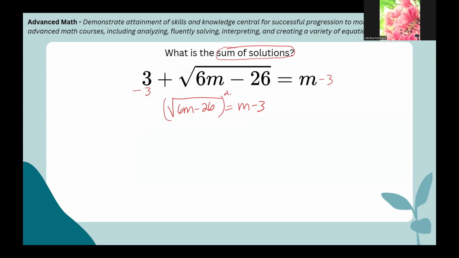I'll square both sides so that I can get rid of that square root like I wanted to, and I'll end up with 6m minus 26 equals m minus 3 whole squared, which let's go ahead and expand that out. So you get m squared minus 6m plus 9.